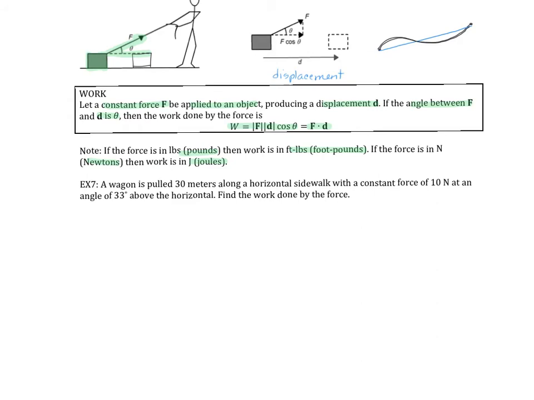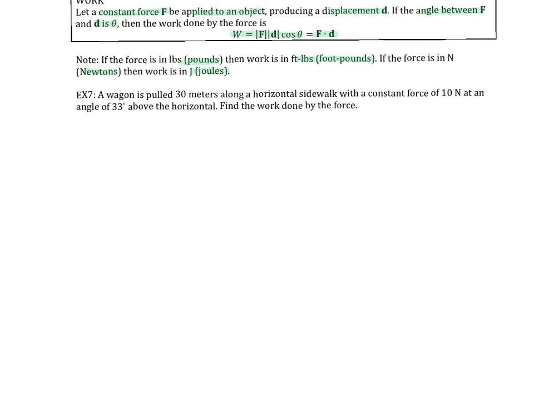Example 7, we have this wagon, and it's pulled 30 meters along a horizontal sidewalk with a constant force of 10 newtons. So I notice that it's 10 newtons, which tells me that work is going to be in joules, or J. Okay? The angle is 33 degrees above the horizontal. Find the work done by the force.